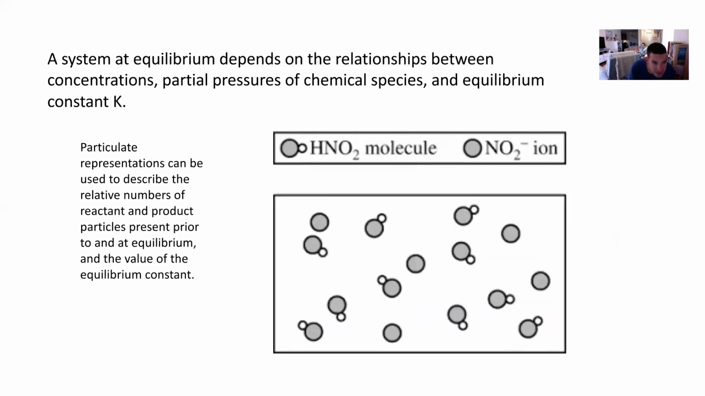All right. Particulate representations can be used to describe the relative numbers of reactant and product particles. These diagrams, what you really want to hone in on is if you're given a reaction, you can almost see which one there's more of. So are there more HNO2s or more NO2s? If I look through the picture, I see there's more HNO2s. So the reaction is favoring that species. All right, we're not given the reaction here, but it would be HNO2 in equilibrium with H plus NO2 minus, and it would be favoring the HNO2, which is why we see more of them in the particle diagram.